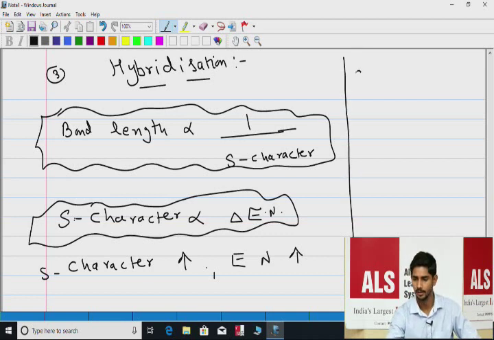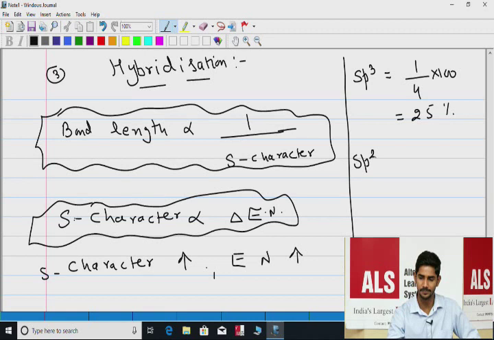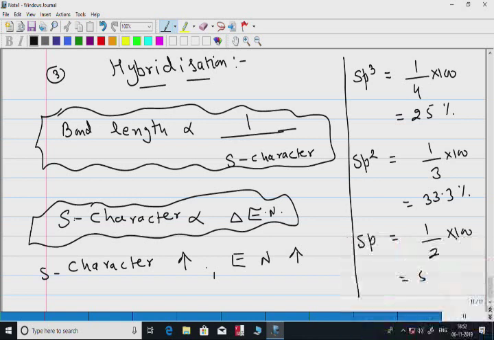Look at this. Let's say suppose we have got sp3. I am determining the S character. So guys, in the sp3, you can check out there is only one s orbital, whereas 3 p orbitals. In total, we have got 4 orbitals. Now, I have to determine the s character, meaning percentage. So I'll put the number of orbitals of the s in the numerator upon total into 100. You will get 25%. Check out sp2: 1 by 3 into 100, which is 33.3%. In case of sp, it is 1 by 2 into 100, which is 50%.